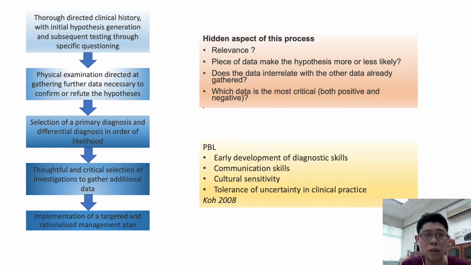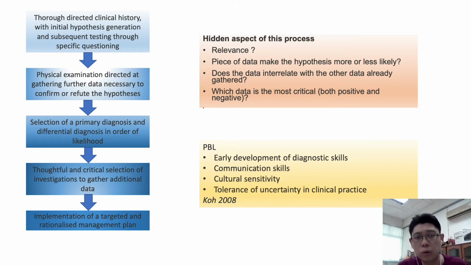So this is some of the process which I would suggest: give a thorough, directed clinical history and come up with the initial hypothesis generation, which we can subsequently test through specific questioning. Through this, the trainee needs to do a physical examination directed at gathering further data to either confirm or refute the hypothesis. Based on this history and physical examination, they need to select a primary diagnosis and also a differential diagnosis in order of likelihood.